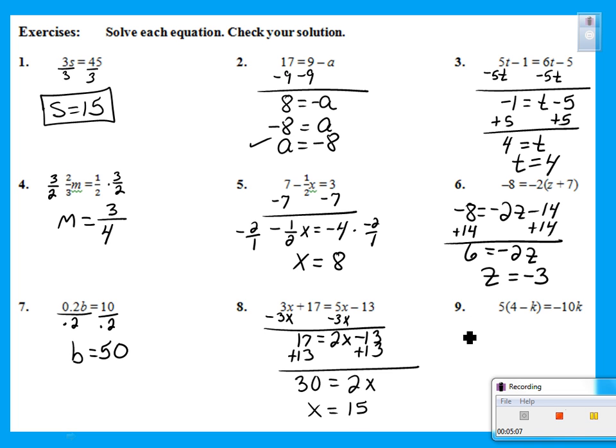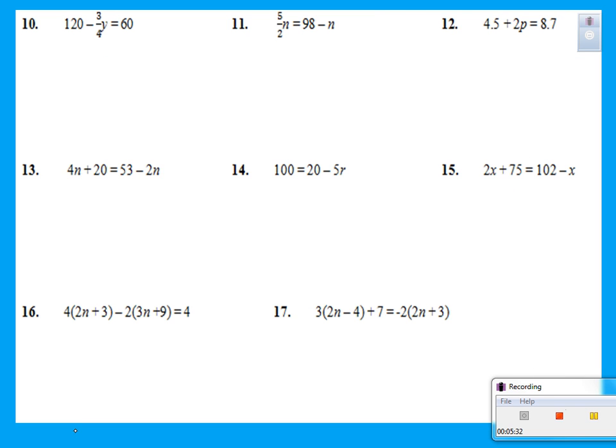On number 9, I'm going to distribute and get 20 minus 5k equal negative 10k. I'm going to add 5k to both sides. So I'm going to have 20 equal negative 5k, because negative 10 plus 5k is negative 5k. Divide both sides by negative 5, and I'm going to get an answer of negative 4. Okay. I'm going to keep on clicking through these.